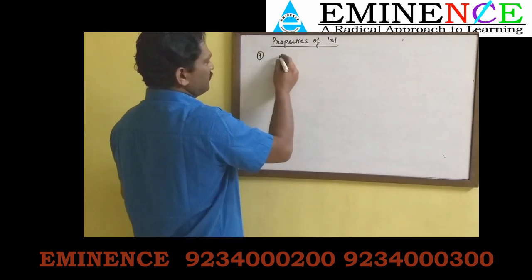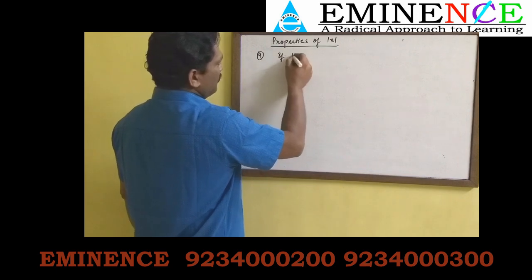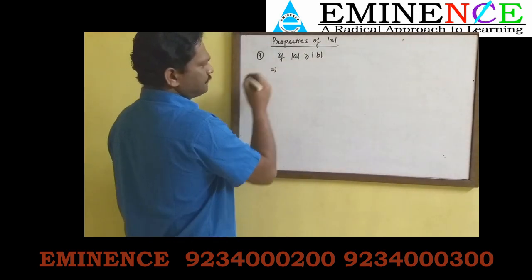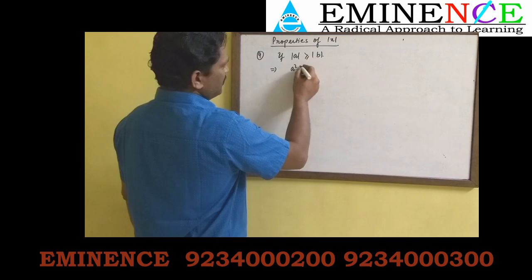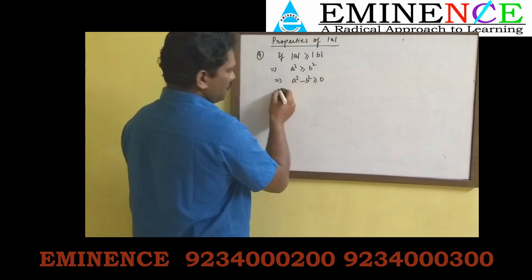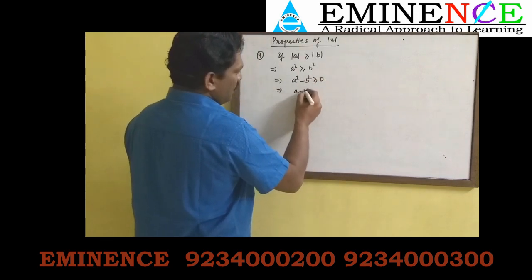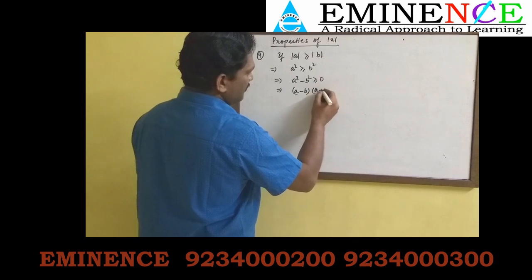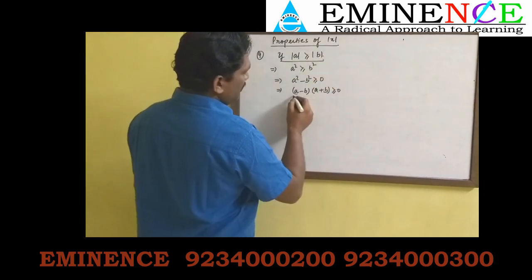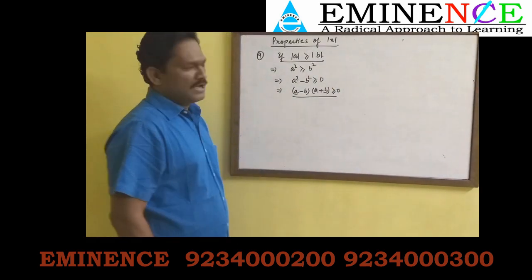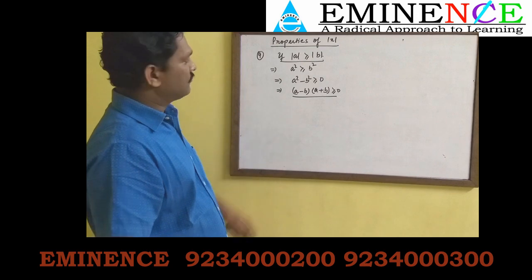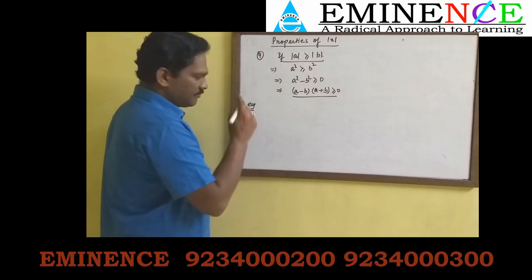Now the next property is, if you are given modulus of a is greater than or equal to modulus of b, how do you operate it? This can very well be written as a square greater than or equal to b square. So this means a square minus b square is greater than or equal to 0. So modulus of a greater than modulus of b is equivalent to solving this inequality. Whenever you are given an inequality like this, instead of solving it manually, you should always convert it to an inequality like this. Now let us take some examples.